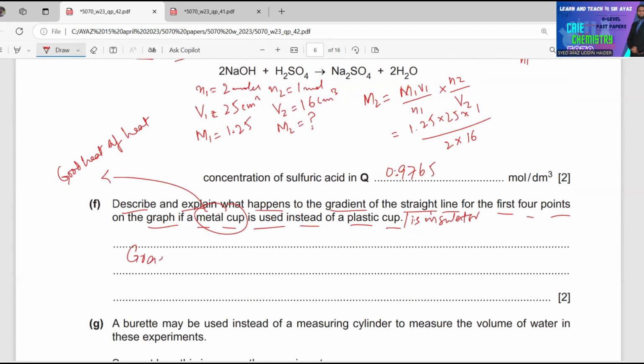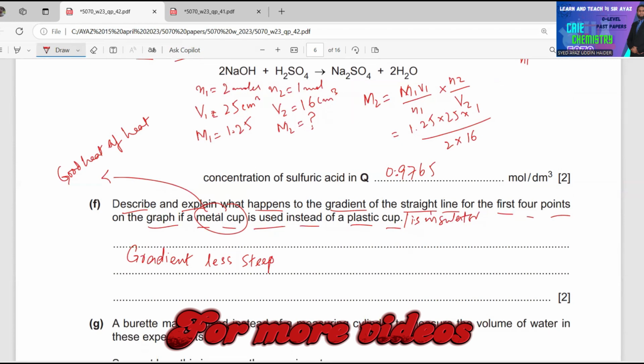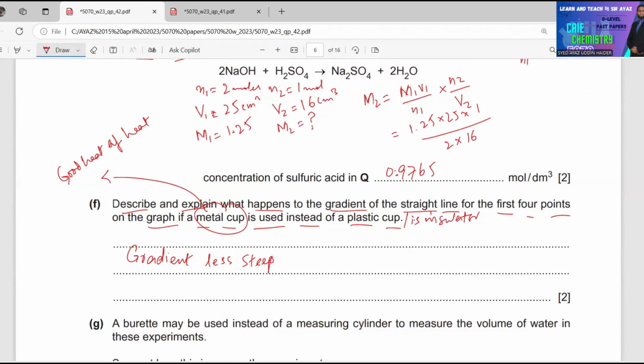Gradient less steep due to loss of heat to the surrounding. You can write more energy lost to the surrounding or transferred. More energy transferred or lost to the surrounding.